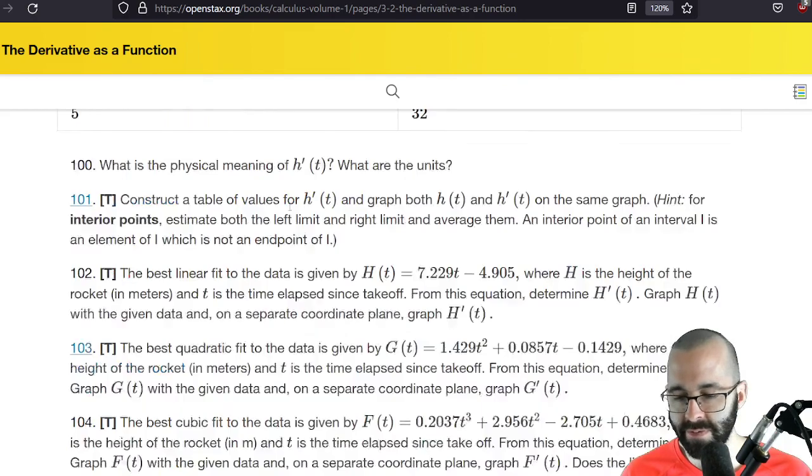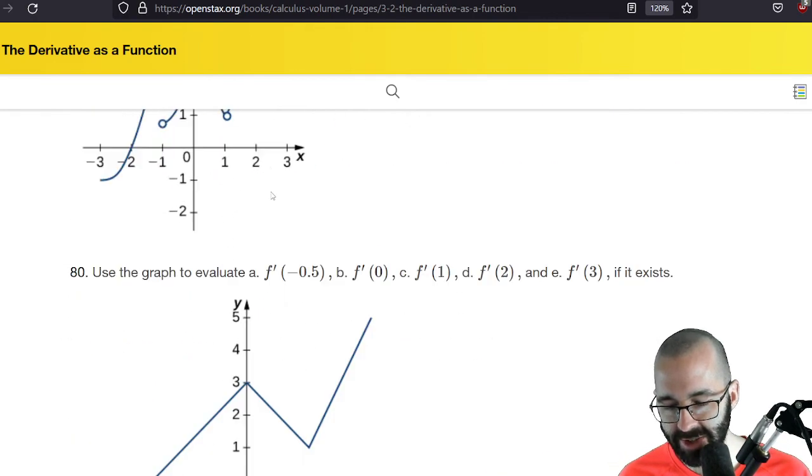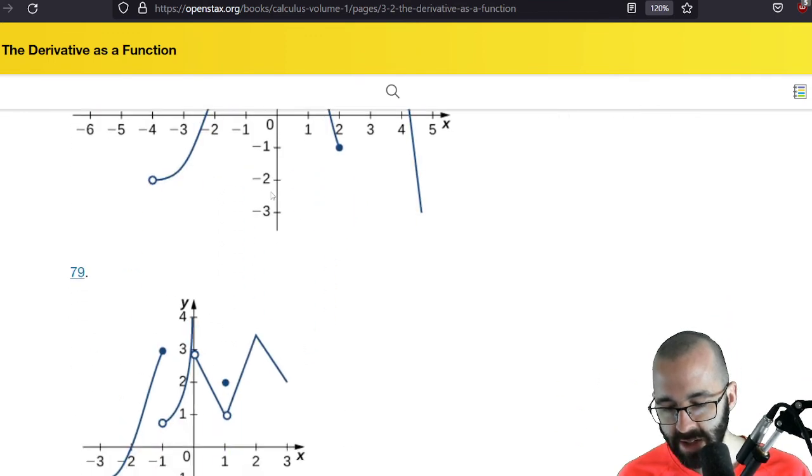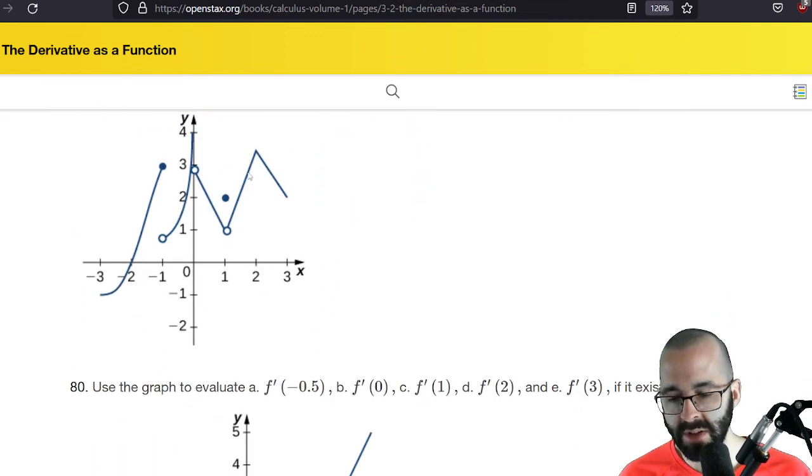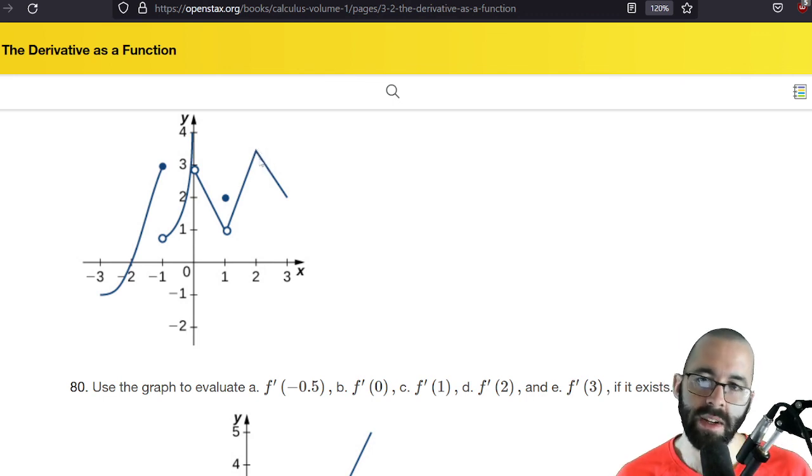When x equals 2, shouldn't have clicked, Jason. When x equals 2, the slope from the left is a positive number, but the slope from the right is a negative number. Slopes from the left and the right are different, which means the derivative, which is the two-sided limit of the slopes, doesn't exist. So for part B, in this one, we'd have x equals 2 be an answer.